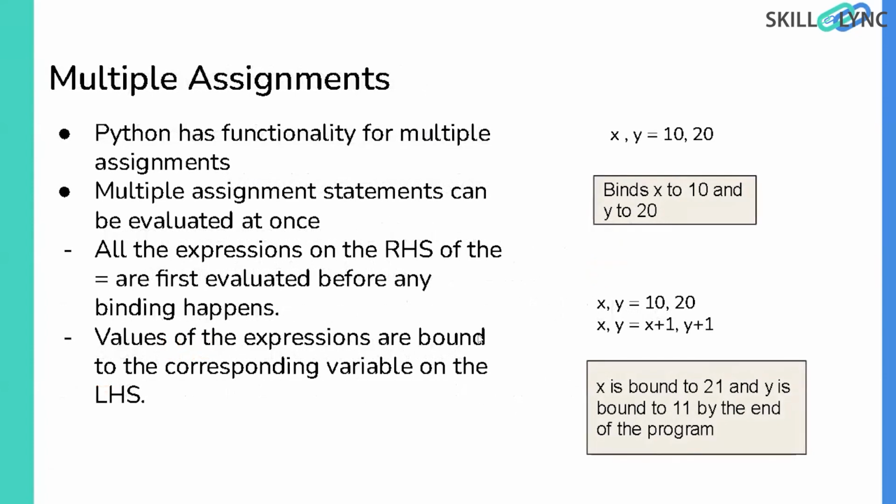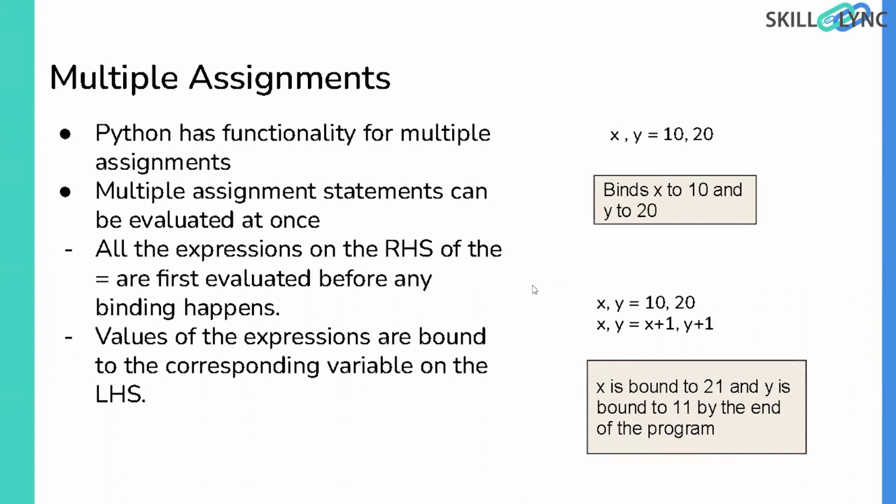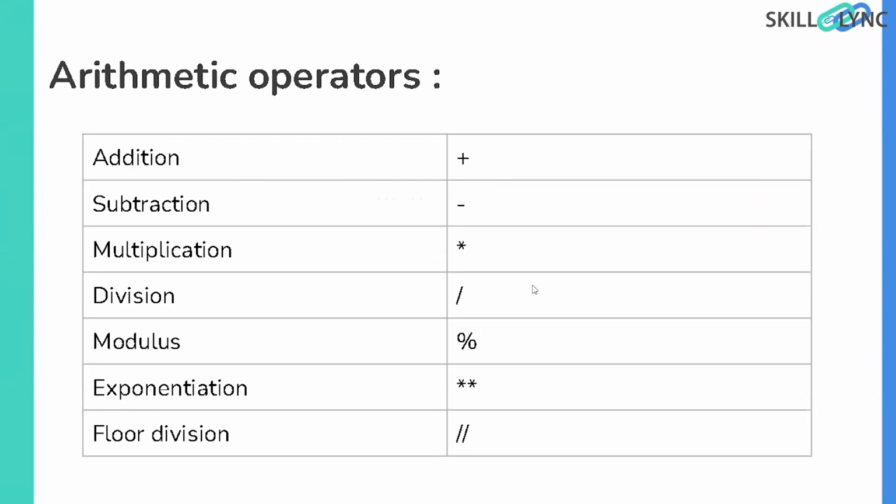So there are multiple ways in which you can assign values. You can write x comma y equal to 10 comma 20, which is nothing but x equal to 10 and y equal to 20. And if you write x equal to x plus 1, what will happen? 10 plus 1 is nothing but, no, this is wrong. Here the x value is 10, the y value is 20. So by the end of the program, the x value will be 11 and the y value will be 21. Okay, so that's how you use assignment operations.